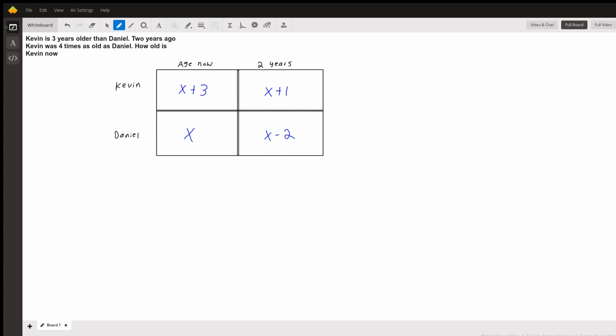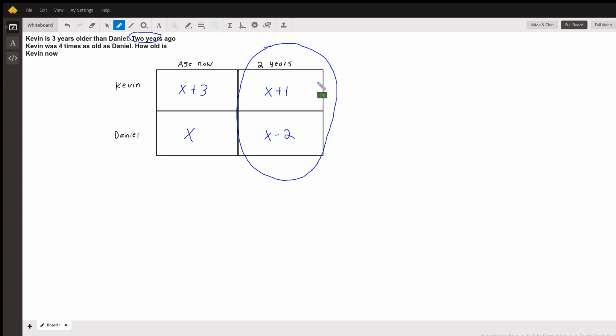Now we just have to set up our equation. So take a look back at the original problem. It says 2 years ago, Kevin was 4 times as old as Daniel. This 2 years ago right here, I'm just going to circle it so you can see it, tells us that we're going to be using our 2 years ago column in our chart, because it says 2 years ago, Kevin was 4 times as old as Daniel. So this is the information we're going to use to set up our equation.